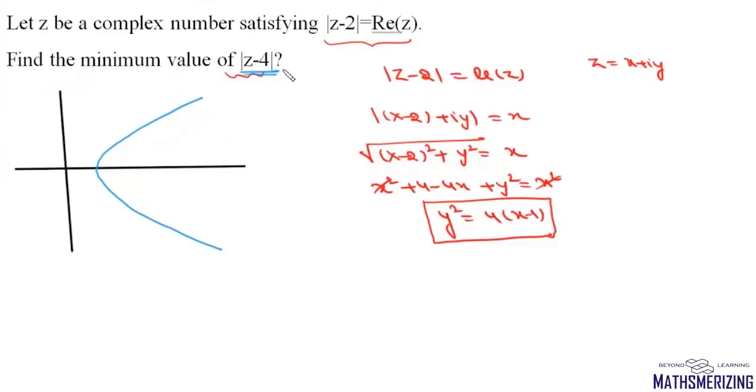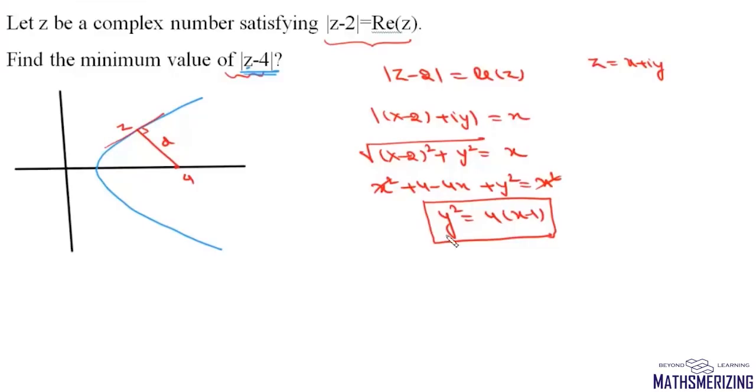So in complex numbers, we know that modulus is basically the distance between 2 points. So one of the points is z, which lies on this parabola, and another point is 4, which lies on the axis of this parabola. So we need to find the minimum value of this distance between a point on the parabola and this fixed point. Now we have already studied that the minimum distance will occur along a normal which will pass through this point.